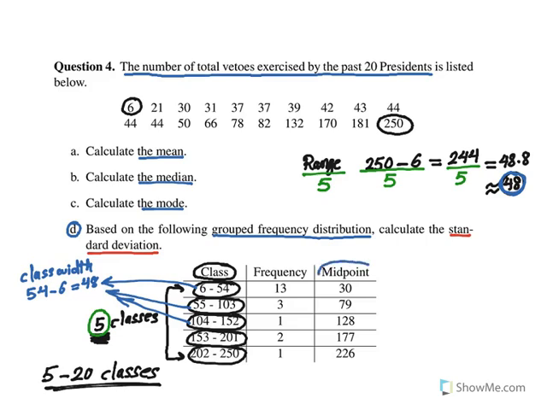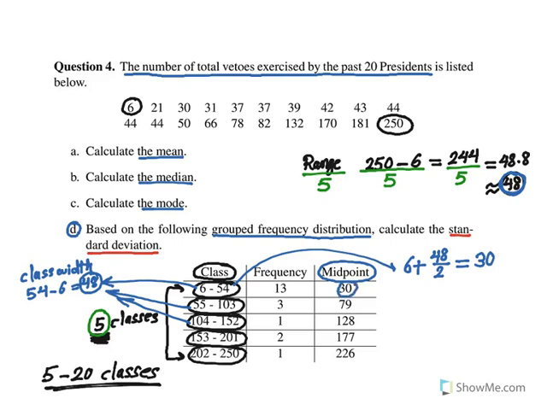And for the midpoint, since the class width is 48, it means that the midpoint would be the lowest value plus 24, because 24 is the middle of 48. So if you see here, for example, for this one, 6 plus 24, and instead of saying 24, I will remind you, it's the middle, it's 48 over 2. 6 plus 24 is 30, which is the midpoint of the class.